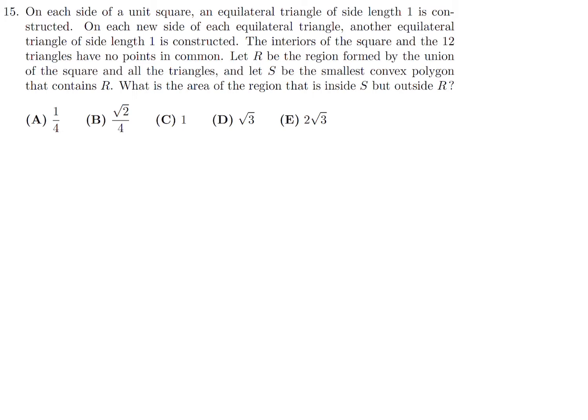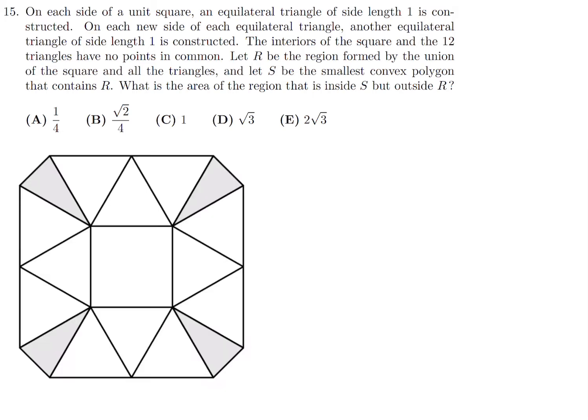Let R be the region formed by the union of the square and all the triangles, and let S be the smallest convex polygon that contains R. What is the area of the region that is inside S but outside R? There are several ways of approaching this question. I'm just going to do it my way.